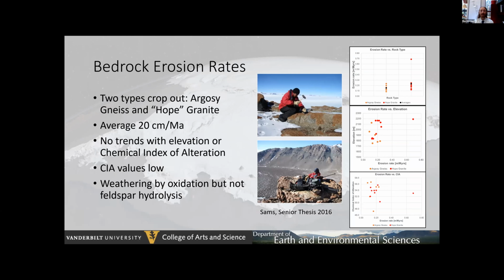We also sampled a bunch of bedrock. And then we can get erosion rates out of there. There's the Granite Harbor intrusives. It's locally called the Hope granite. There's also this Argosy gneiss. The erosion rates are low. The average is around 20 centimeters per million years. There's sort of one outlier that creeps up to around 70, but you'll see on the graphs on the right that most of these are clustered between 10, 20, 30 centimeters per million years of erosion rate that they're indicating.